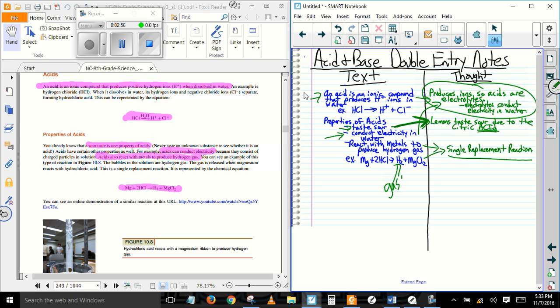So that's double entry notes. One side you have information directly from the text. On the other side you have your interpretation or your thoughts. You could record questions to ask your teacher when you get to class the next day. If you're doing a story in ELA, you could record your opinions or your predictions of what you think is going to happen. So one side text, the other side thoughts, questions, interpretations, reflections. And that's one way to study.